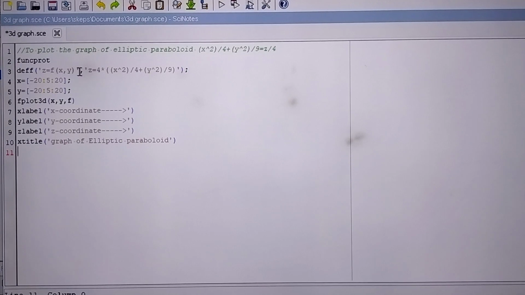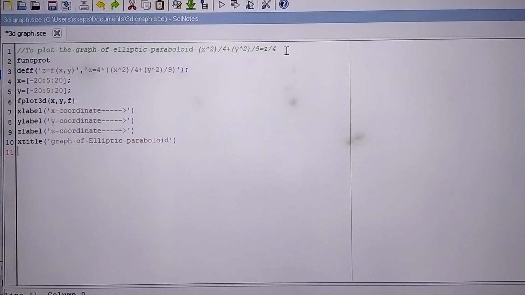Hello, my dear students, and today I am going to tell you how to plot the graph of an elliptic paraboloid in 3D. That means it is a 3D graph, and the equation is x square by 4 plus y square by 9 is equal to z by 4. And you should express this equation.